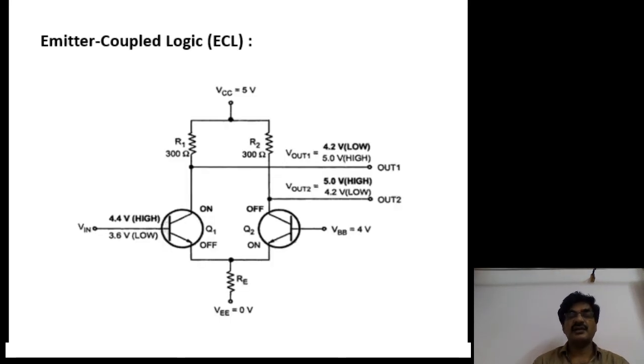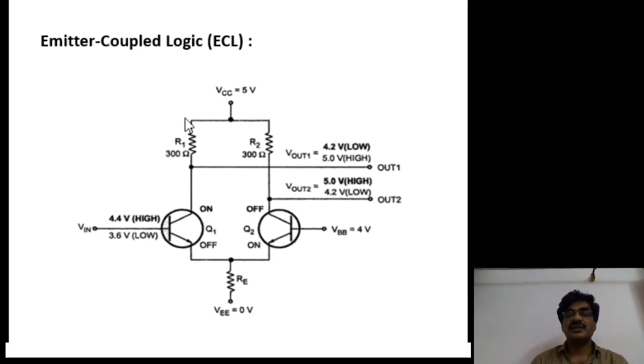Then coming to another bipolar logic family, that is ECL. This is the fastest logic family out of all logic families, meaning bipolar and CMOS. Out of all logic families, the fastest is ECL, emitter coupled logic.